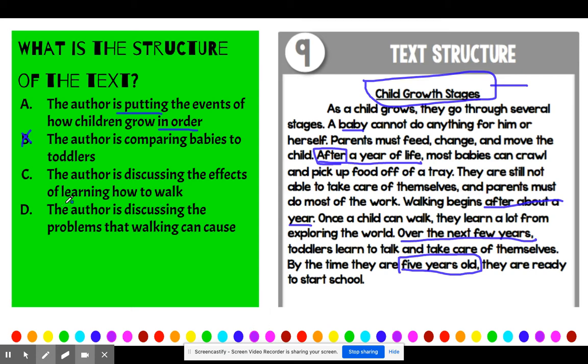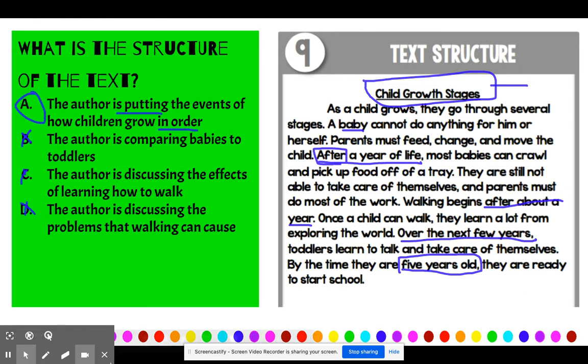The author is discussing effects of learning how to walk. Well, he tells me they learn how to walk, but not the things they can do after they walk, so I'm not going to go with that one either. And the author is discussing the problems that walking can cause. Well, we didn't hear any problems, right? So my best choice is A.